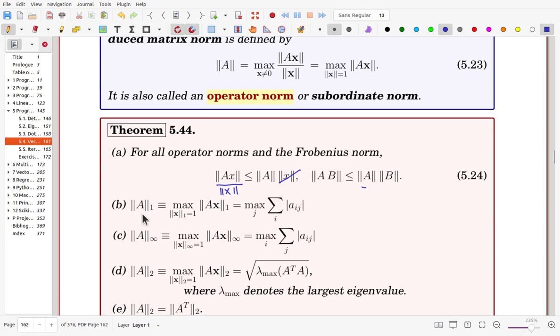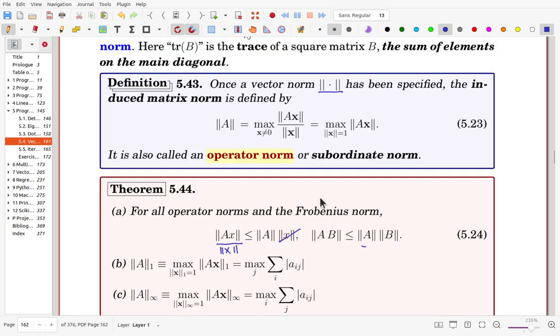Now, the matrix one norm. That means that we start with the vector norm, the one vector norm. And now the definition is given in this way. So this vector norm is the one norm. Okay, that's the definition.